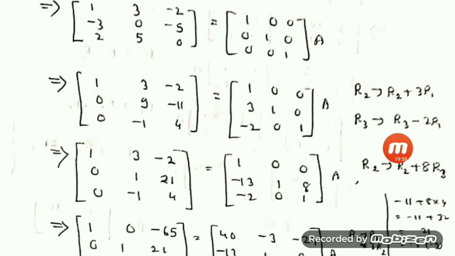R3 replaced by R3 minus 2R1. R3 is 3, 2. 2 minus 2 will be 0. 5 minus 6 is minus 1. 0 minus 2 plus 4 is 4. 0 minus 2 into 1 is minus 2. 0 minus 2 into 0 is 0. 1, this is 1. Okay, so this is completed.